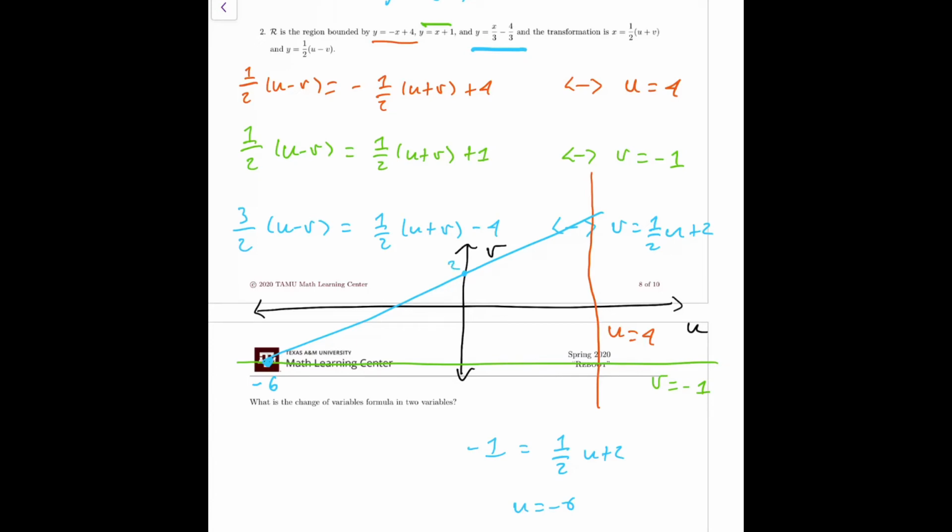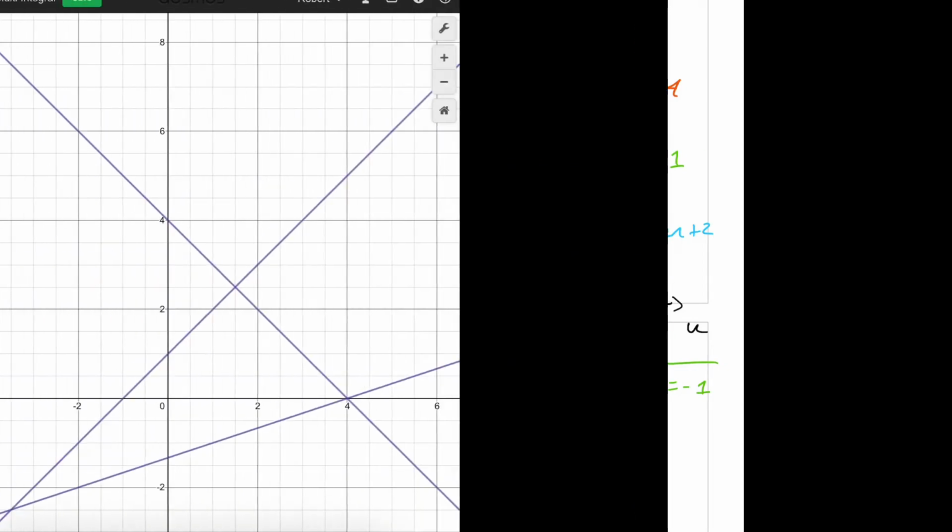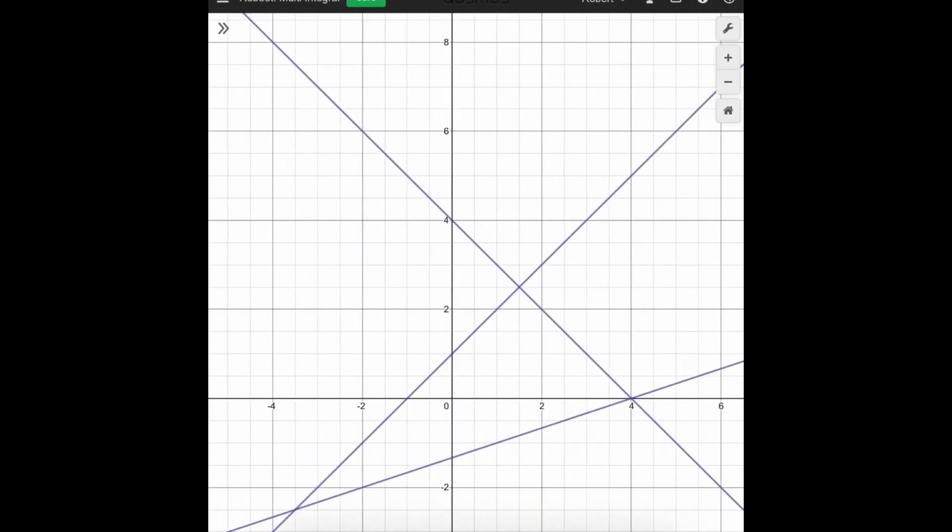For comparison, let's look at what the region in the xy plane is. This is the Desmos graph of the region in the xy plane. This line is the line y is equal to x plus 1. This is the line y is equal to minus x plus 4. And then the last line is the line y is equal to minus 1/3 x minus 4/3.